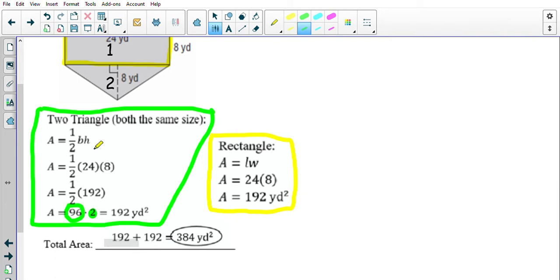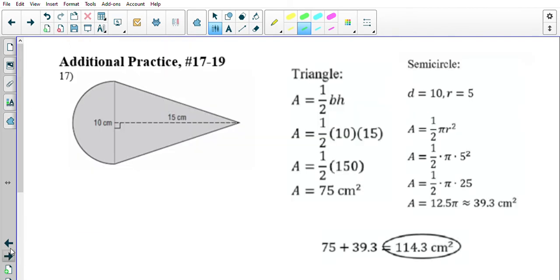So the area of the 2 triangles is 192, plus the 192 that I got from the rectangle. That's going to get us a total area of 384 yards squared. All right, let's keep on chugging along.